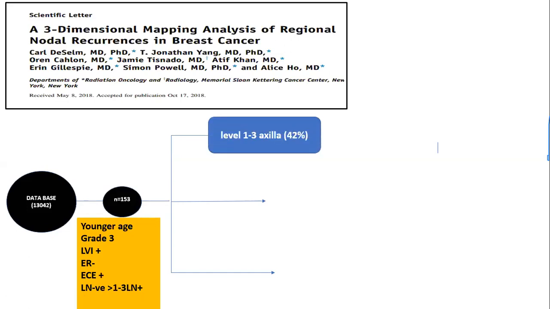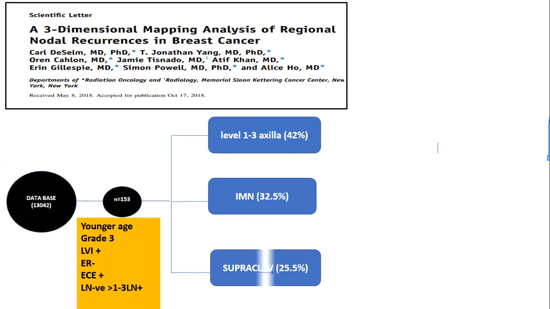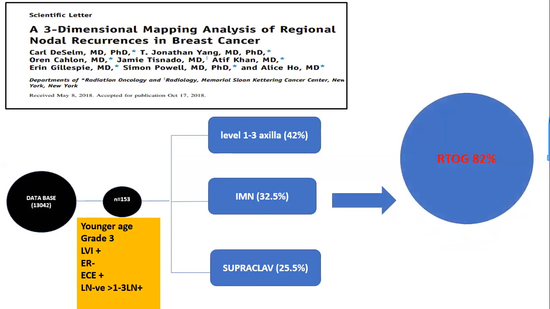Now they have again divided this loco-regional relapse into the different regions. They found that relapses in the axilla were around 42%, relapses in internal mammary nodes around 32%, and relapses in the supraclavicular region around 26%. They then looked at the two contouring guidelines, RTOG and ESTRO. RTOG is able to include around 82% of these lymph node stations, whereas ESTRO is able to include only 77% of the nodal relapses.